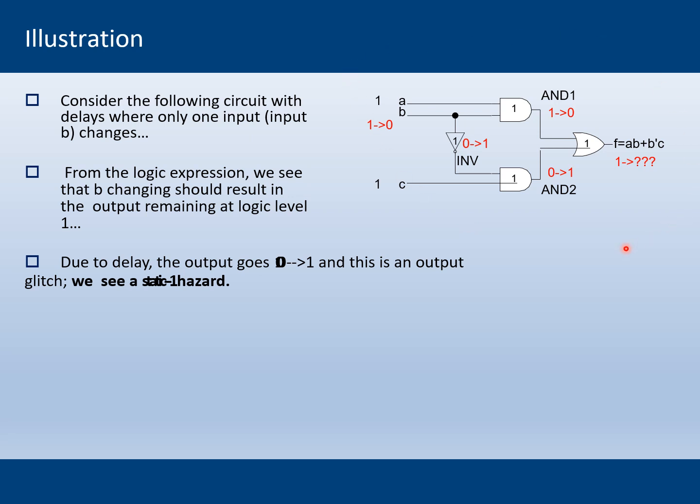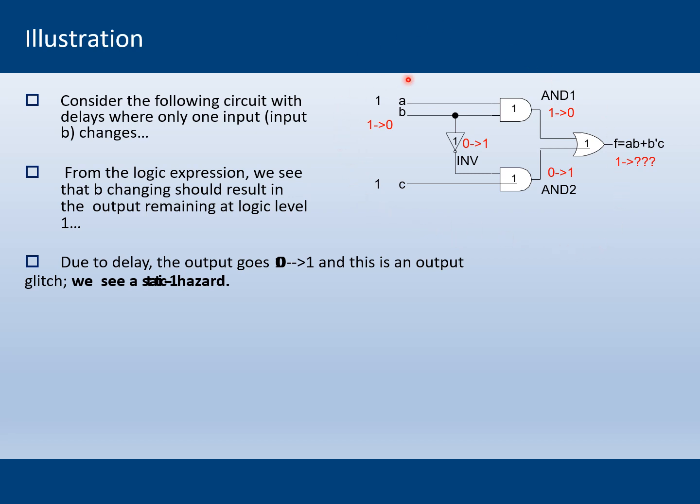This is a combinational circuit with output F equal to AB plus B dash C. We are considering the following circuit with delays where only one input, that is B, is going to change. From this logical expression, we can see that B changing should result in the output remaining at logic level 1. But due to the delay, the output goes from 0 to 1 and this is an output glitch. We see a static 1 hazard in this particular circuit.